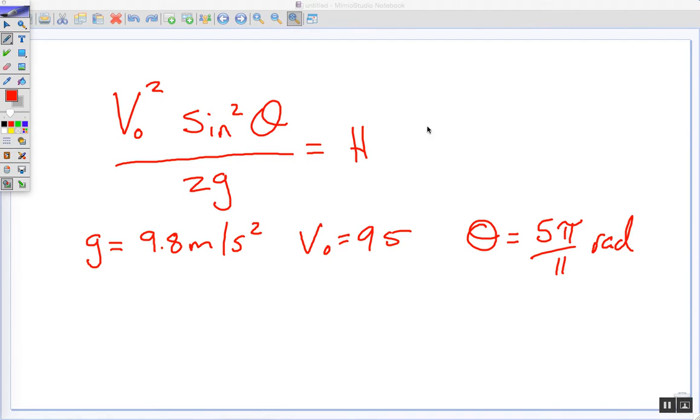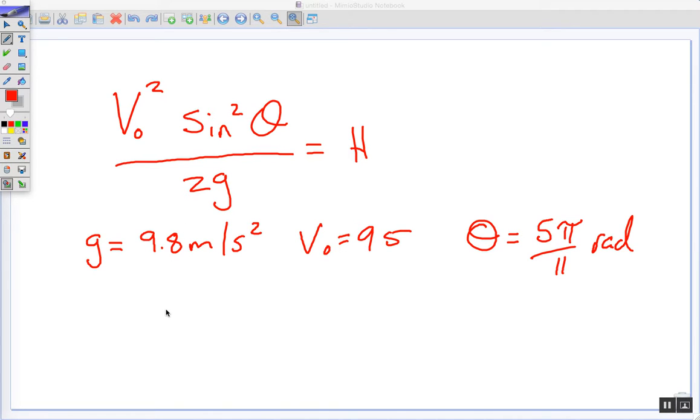All right, to solve problems like these, it's pretty much just substitution. So this is initial velocity. So here we have initial velocity squared, and this is sine squared theta, and we're given a value of theta here in radians, and this is acceleration due to gravity, which is our g value here.